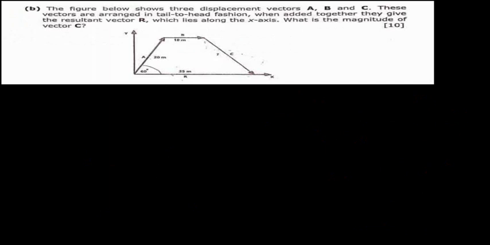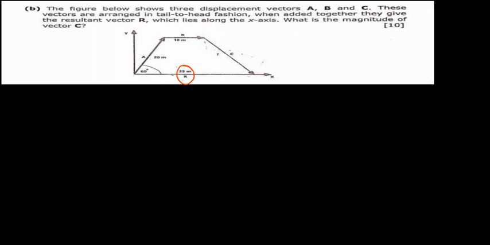The figure below shows the three displacement vectors A, B, and C. These vectors are arranged in tail to head fashion. When added together, they give the resultant vector R. So where is the resultant? The resultant has been given here, which lies along the x-axis. What is the magnitude of vector C?